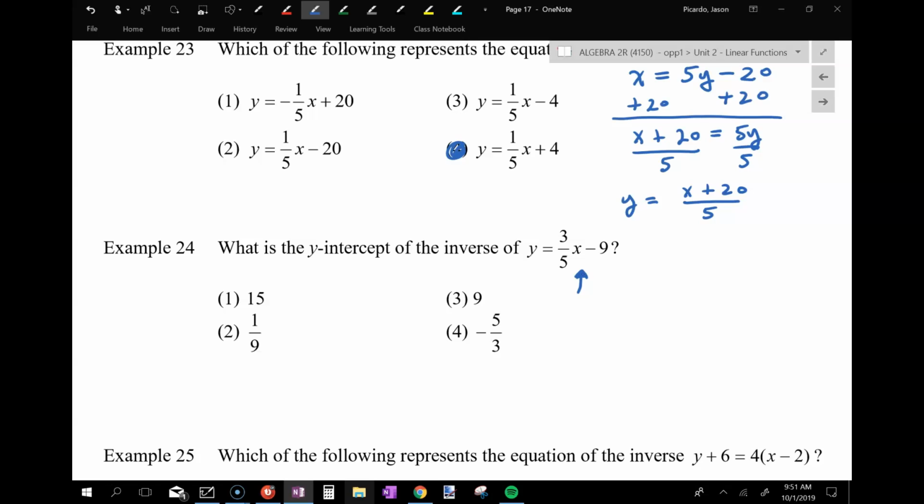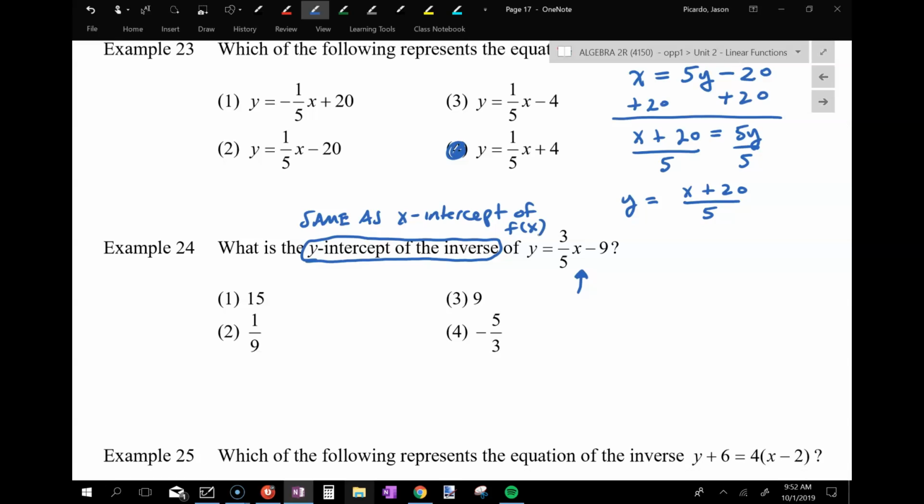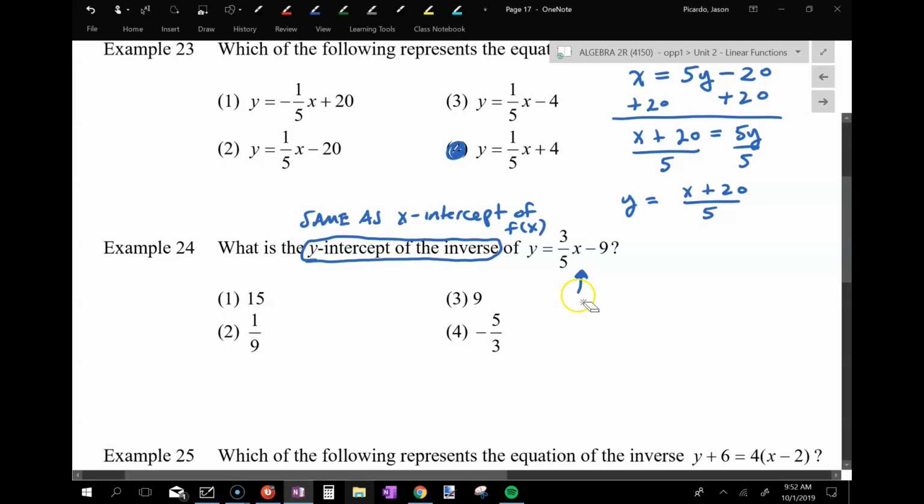Because what happens when you take a function and create an inverse? Swap x and y, right? So the y-intercept of the inverse is the same as the x-intercept of the original function, right? Guys, how do you find an x-intercept? Yeah, to find an x-intercept, we set y equal to 0.